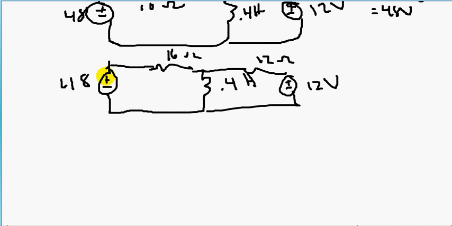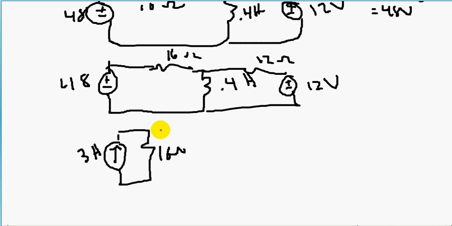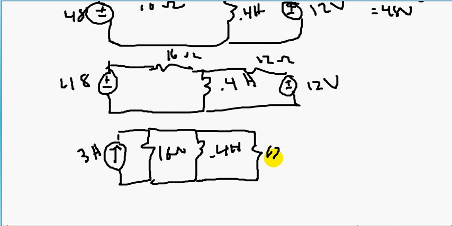Okay, now let's do this quickly. For this current source, it'll be V divided by its resistance. So 48 divided by 16 will give you 3 amps. And you would have your resistor in parallel, 16 ohms, and this inductor, 0.4 henries, and our 12 ohm resistor, and our current source.